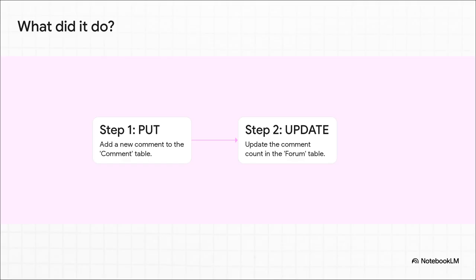First, it used a put operation to add a new comment that says "excited to attend" into the comment table. At the exact same time, it used an update operation to add 1 to the comment counter in the forum table, all in one safe, single transaction.